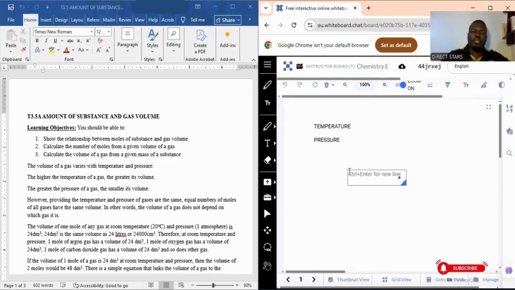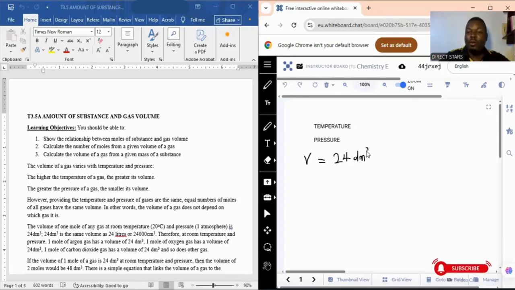However, when these two parameters are held constant, there is a relationship that exists between the amount of a substance and the volume of that substance. In this case, we're looking at gases. So the first thing we're going to establish today is that the volume of 1 mole of a gas is actually 24 dm³. Let's take note of that.